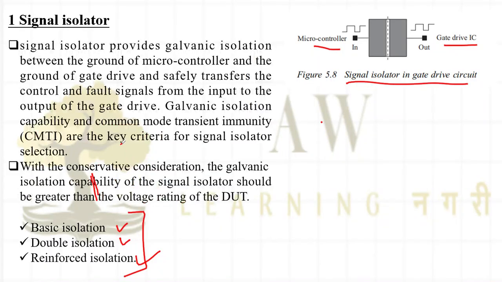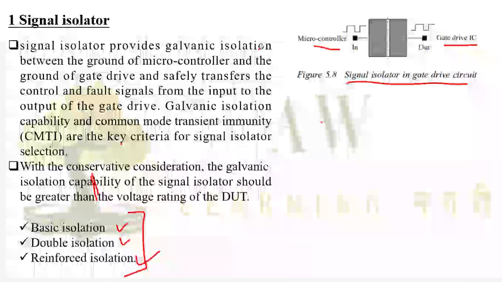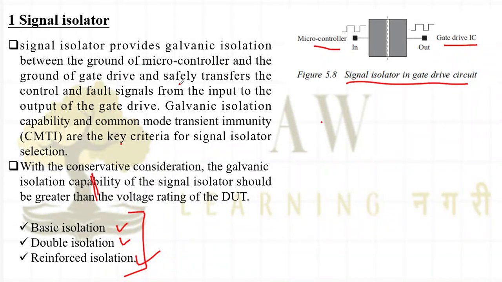Now some theory about the signal isolator is written down. The signal isolator provides galvanic isolation between the ground of the microcontroller and the ground of the gate drive, and safely transfers the control and fault signals from the input to the output of the gate drive.